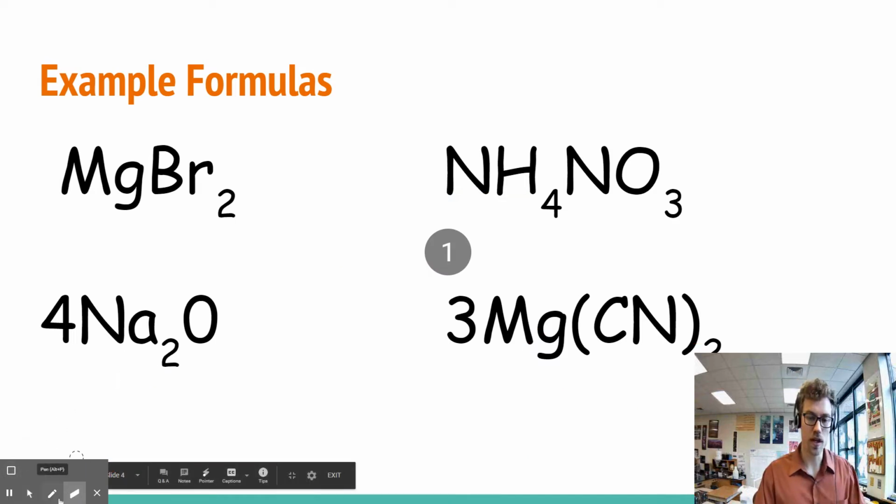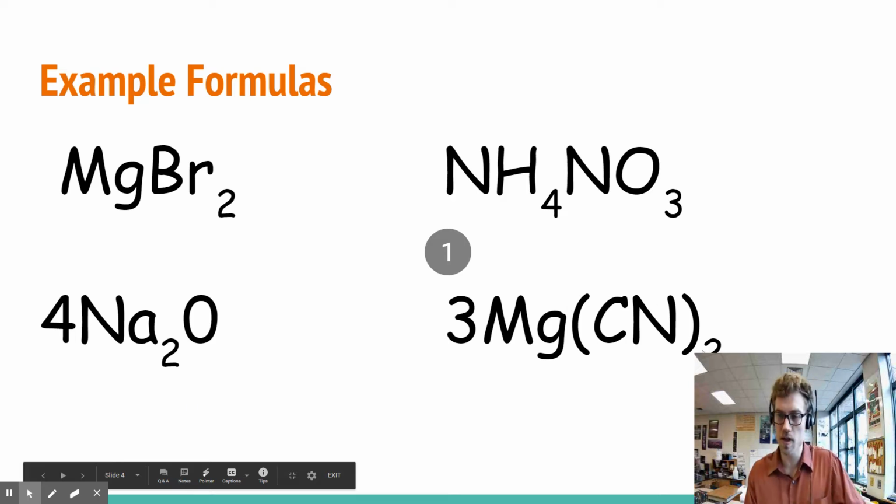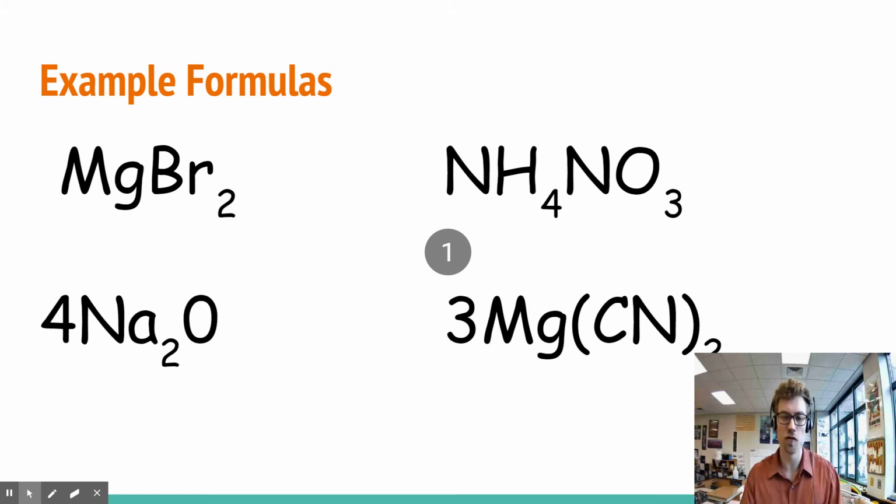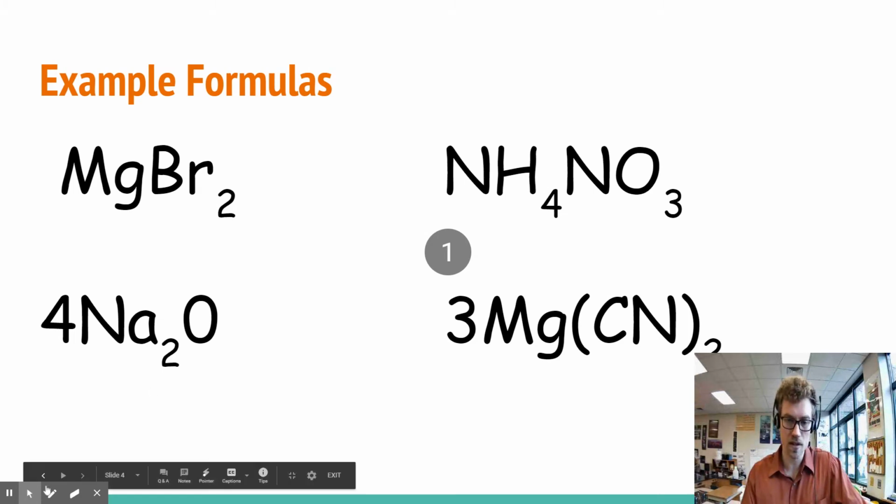All right, so here are some more examples. You can see that we can get some parentheses involved with a subscript, and that's okay. I just want us to start to get a feel for what these chemical formulas look like.